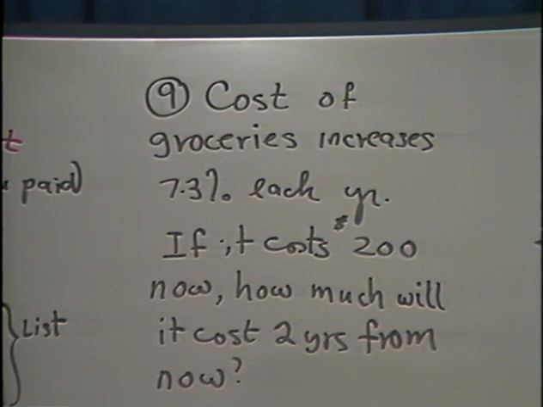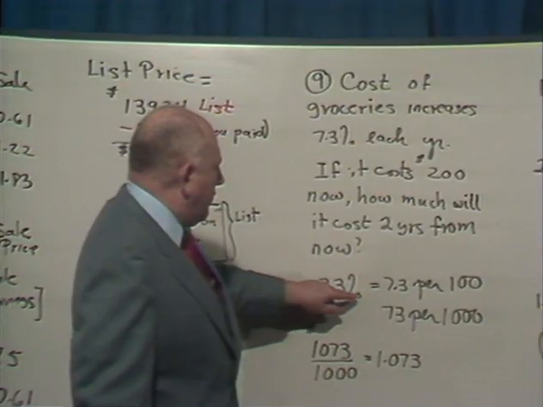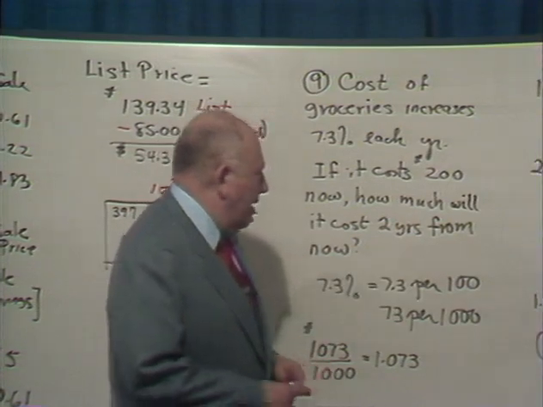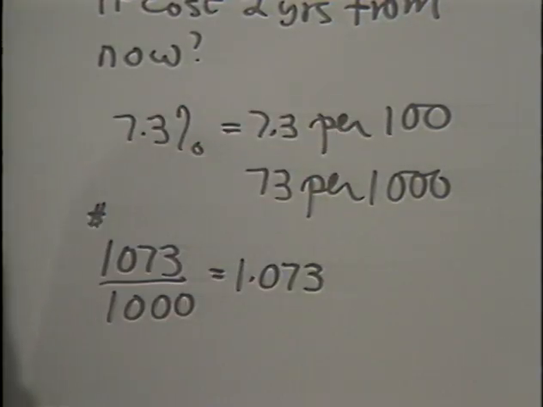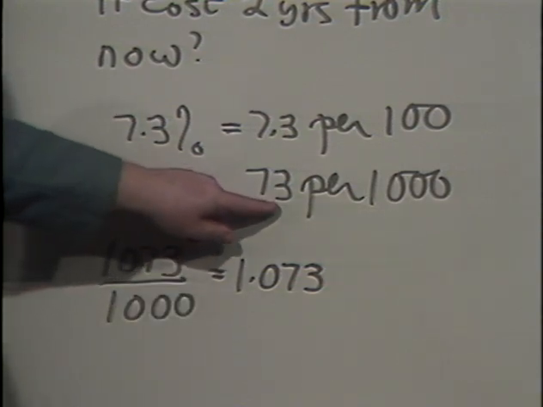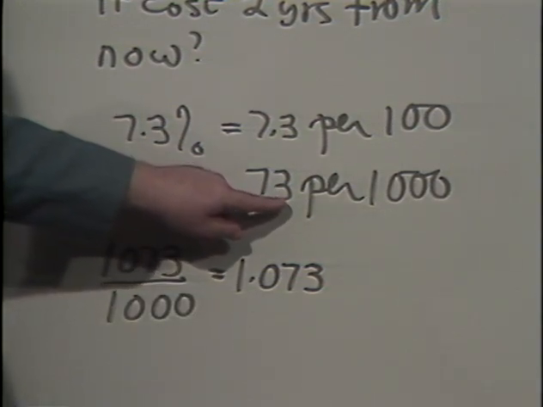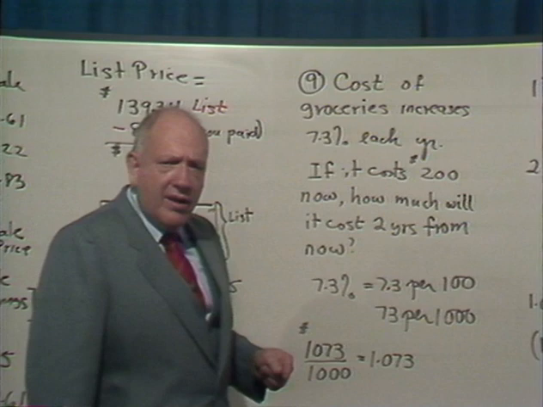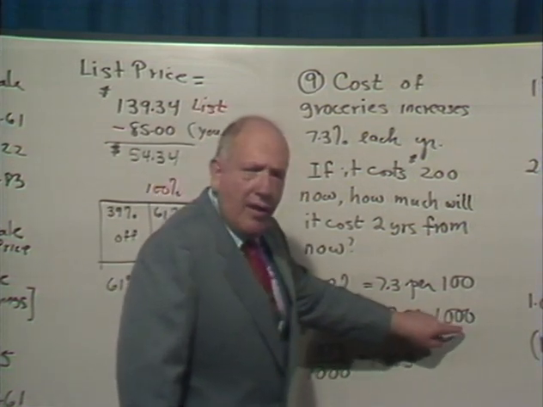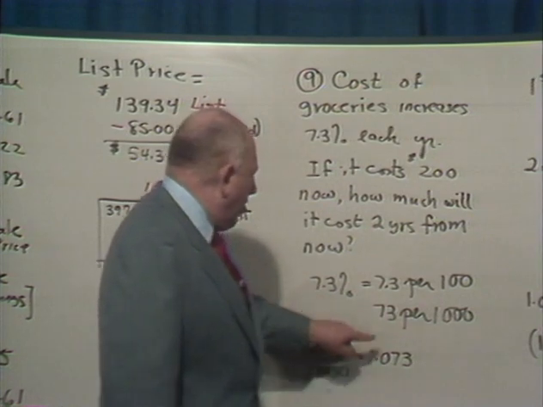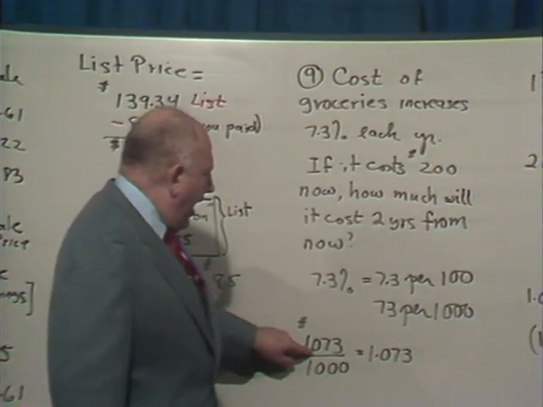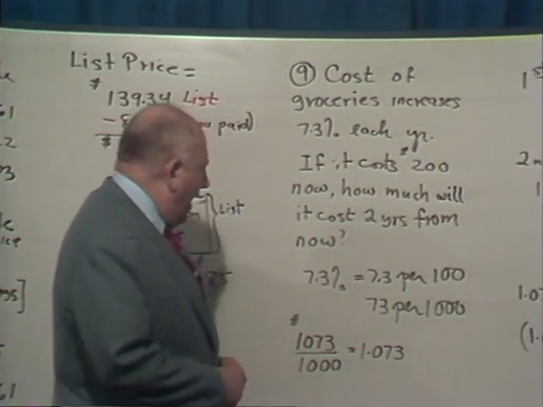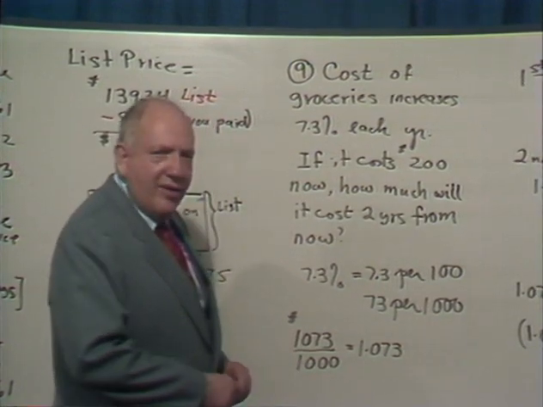Now, here's the trick to this problem. I'm going to do it gradually for you. 7.3% says that you're increasing by 7.3 per 100. And to put whole numbers in here, multiply both numbers in the ratio by 10. So what this says is the cost of the groceries is going up $73 for each 1,000. What does that mean? For each 1,000 the groceries cost this year, next year they're going to cost what? The 1,000 plus the 73. And so what that says is you're going to have to pay $1,073 for each $1,000 that you're paying now. And by the way, how do you write 1,073 over 1,000 as a decimal?